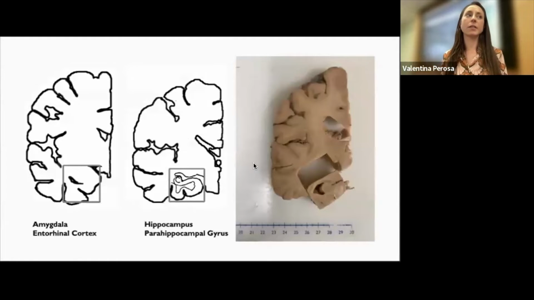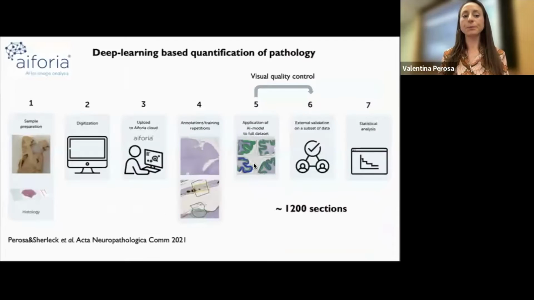For each case, what the ADRC does is have a standardized sampling of the brains, right? So we have standardized sections that are cut and stained for several markers. The ones that we were interested in in this case were the ones that contain the amygdala and the entorhinal cortex on the one hand, and the hippocampus and the parahippocampal gyrus on the other. So these two blocks were the ones that we looked at.